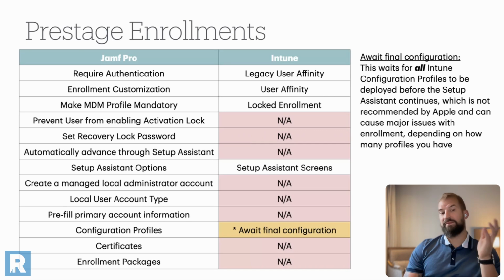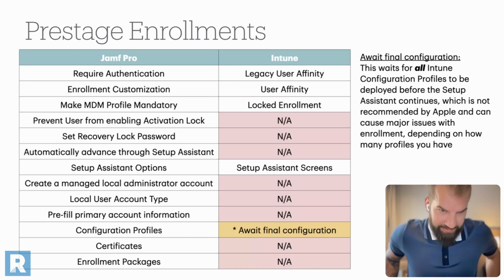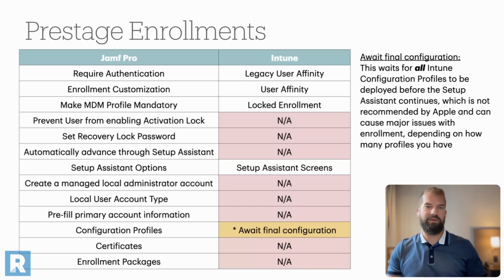So, first one, which is pretty important, is prevent user from enabling activation lock. Definitely something we want to do in pretty much every server that we support, since that can be really annoying when a user does that. But that's not something that Intune supports. Setting a recovery lock password, not something I've personally used for any of my clients, but a nice thing to have. Automatically advance through Setup Assistant, big for schools. I doubt anyone's really considering using Intune if they're a school, but yeah, that's probably a big one that you'll need.